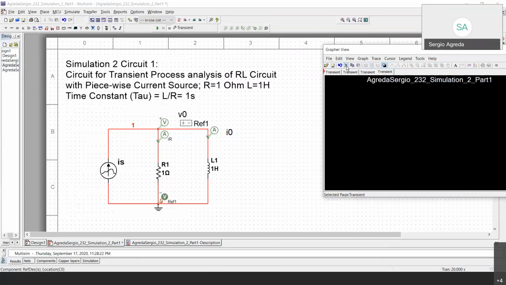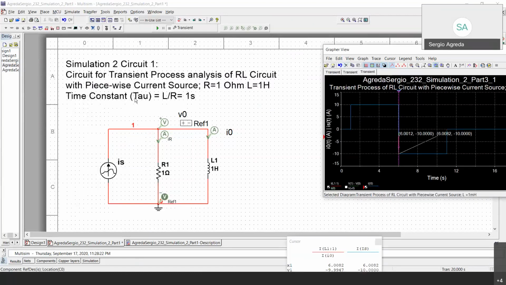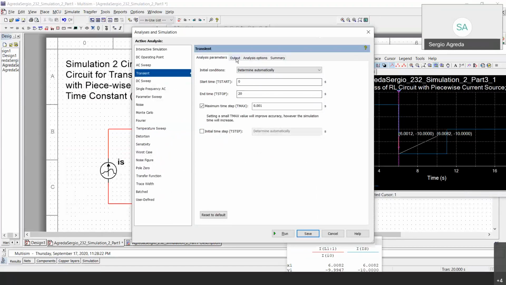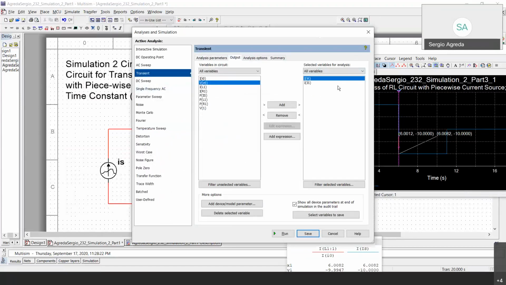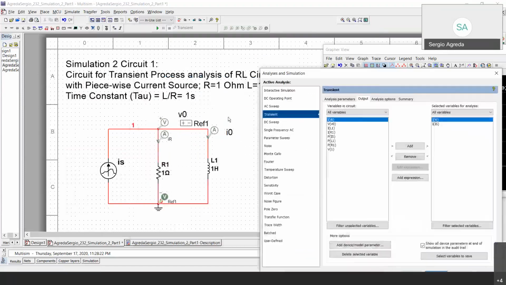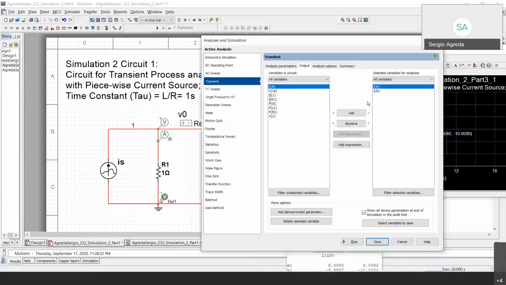Now, looking for that, we want to start graphing our parameters to see how they behave in a transient response, especially with this signal. Looking at the actual outputs again, we can output the different signals that we want. We want to see IS, which is our input signal, IO, which is the current going through the inductor, and then CO, which is the voltage across both the inductor and the resistor, and also the current source.